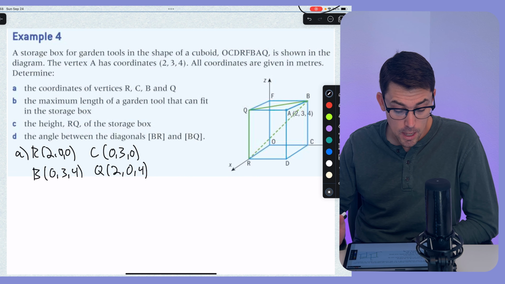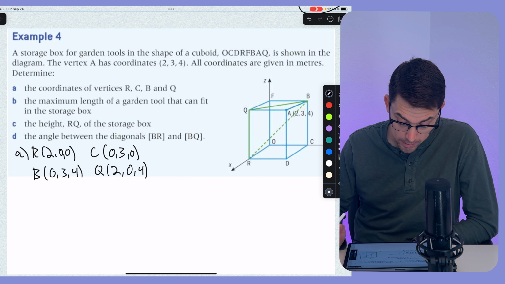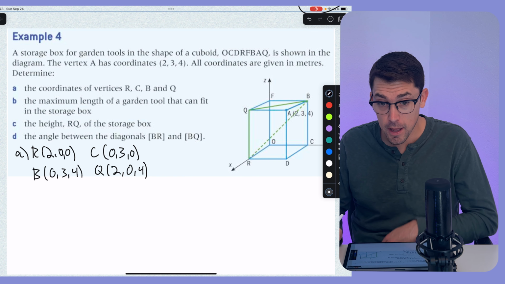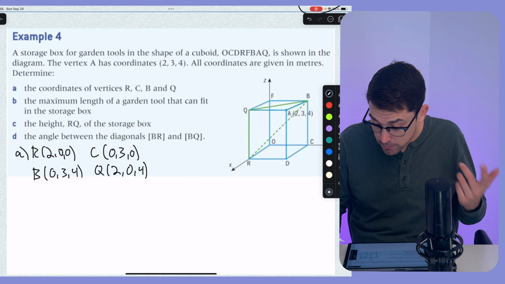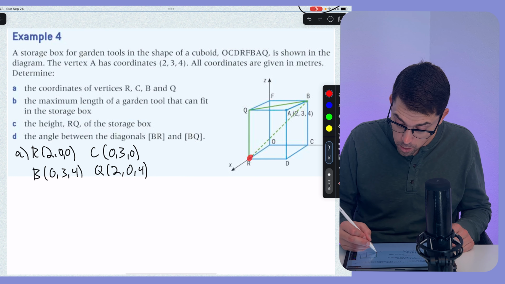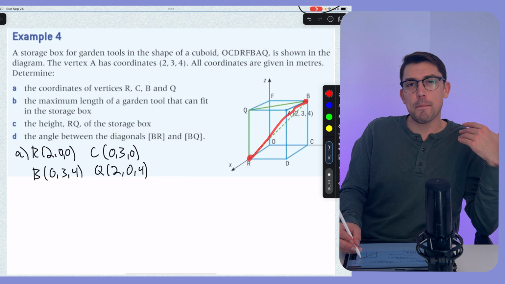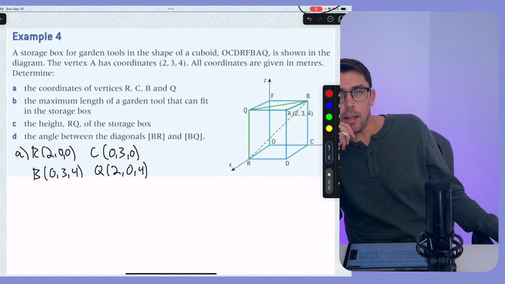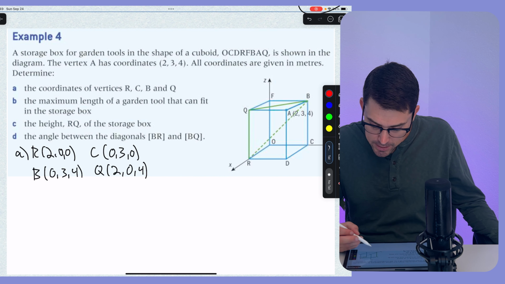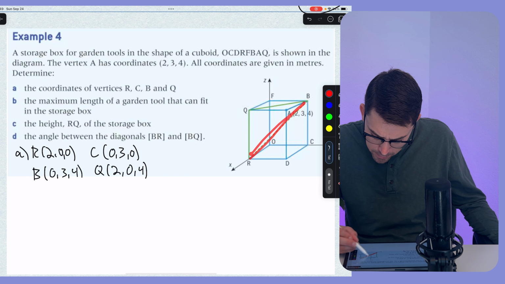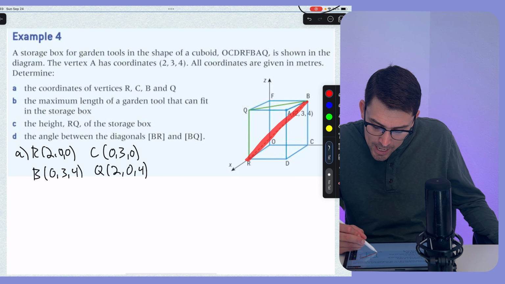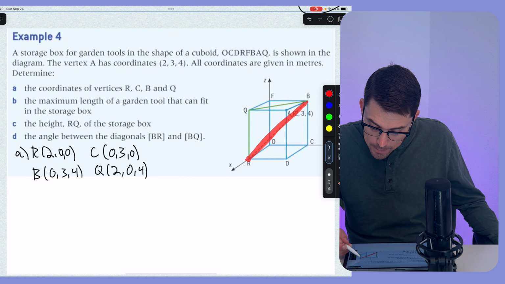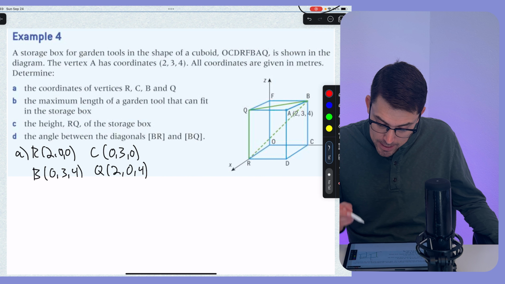And part B is asking me, what is the maximum length of a garden tool that can fit inside the storage box? Well, what you've got to figure out here is that the maximum length is going to have to go from one corner to the other. If you just logically think about that, it would be much larger than any other orientation that you could put something in. So another way of thinking about this is not how can this fit, but exactly what is the distance between R and B in order to make this fit.